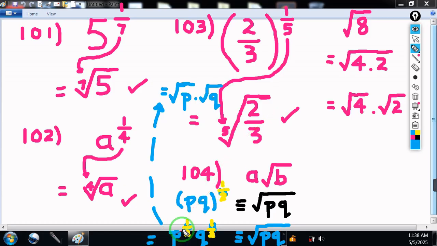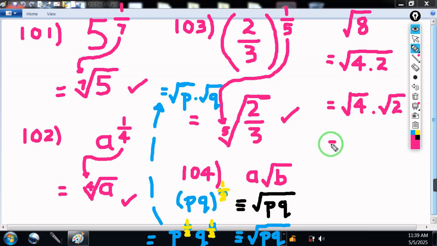Root of PQ is the same as root P times root Q. So root of 4 times 2 is the same as root 4 times root 2. Root of PQ is the same as root of P times root of Q. That's the key word. Very simple.